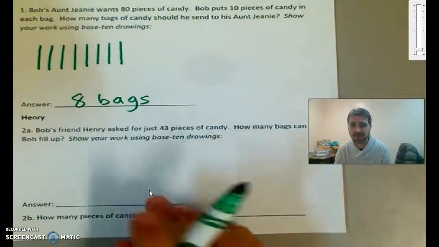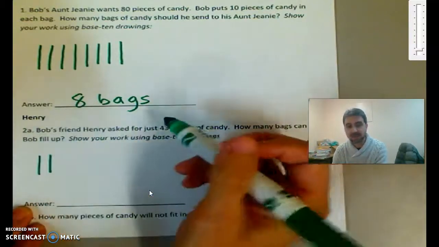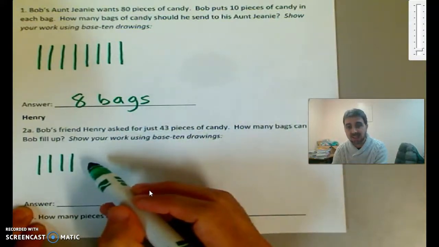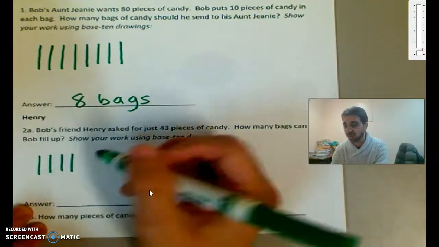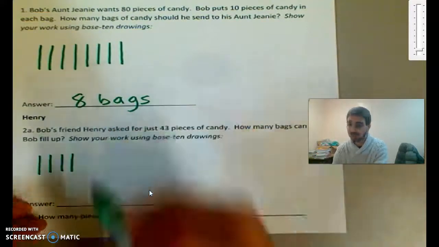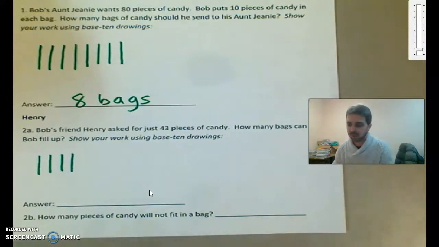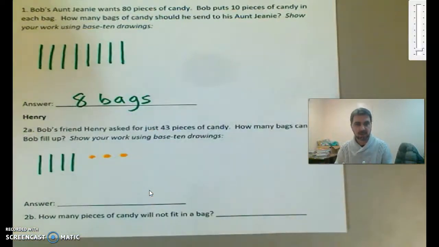All right, so there's 43 pieces of candy. So you might have drawn one bag that's 10, another bag that's 20, 30, 40. Now, if I draw another bag, that's going to be 50, and that's too much. So I've got 40. Now I need to draw 3 ones. So I'm going to use my green. Although, you know what? Maybe I'll use my yellow, because that's more of what we are doing. I got a yellow in here somewhere. All right, you don't have to do yellow and green. You can just use your pencil. So I'm going to draw 1, 2, 3 pieces of candy right there. Okay, so that shows 43.